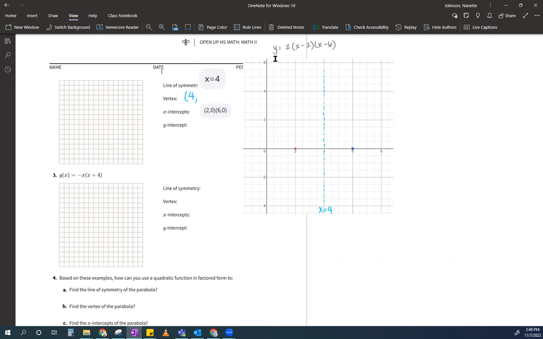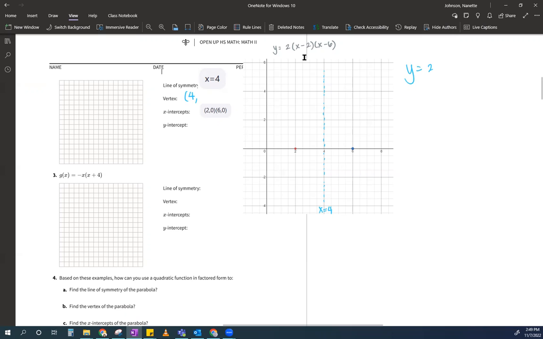Yes! Yay! Someone said, Ms. Johnson, can't you just plug it in and replace it with x? Exactly. Okay, so that's what you want me to do right now? Yes. Okay, so I'm going to plug in, because this is a fast plug-in, right? So y equals 2 times (4 minus 2) times (4 minus 6). Give me a second.